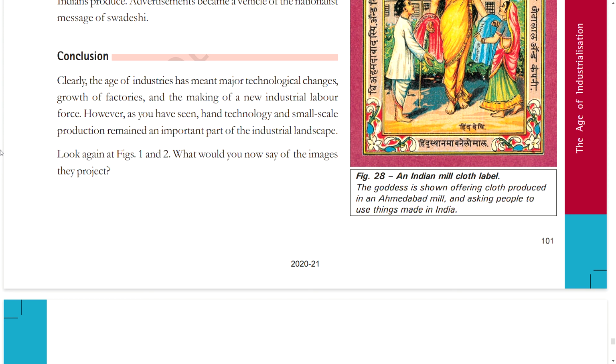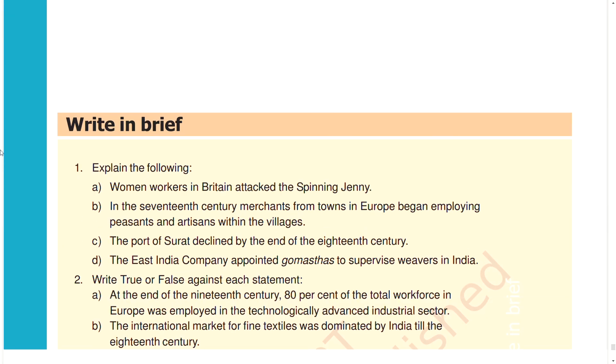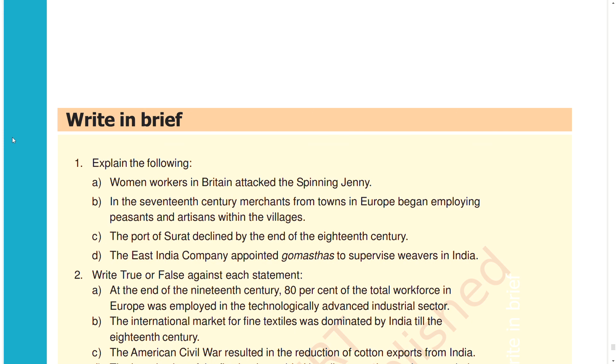Conclusion. Clearly, the age of industries has meant major technological changes, growth of factories and the making of a new industrial labor force. However, as you have seen, hand technology and small scale production remained an important part of the industrial landscape. Look again at figures 1 and 2. What would you now say of the images? Comment on this. Write in brief.